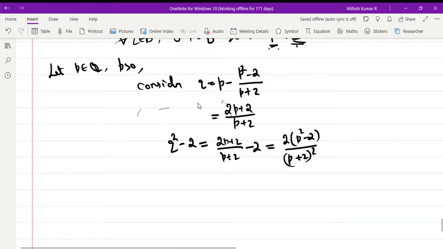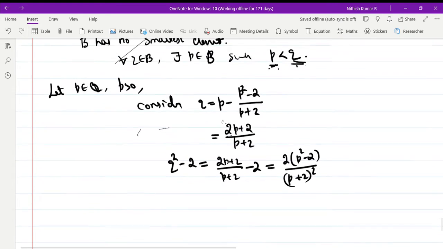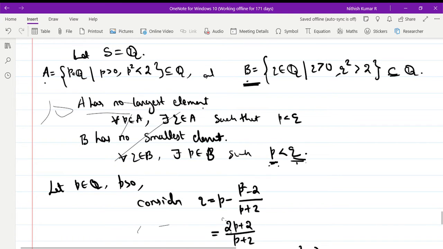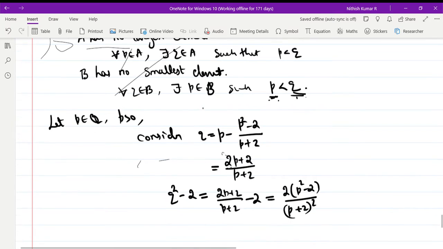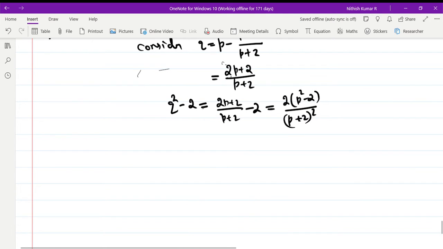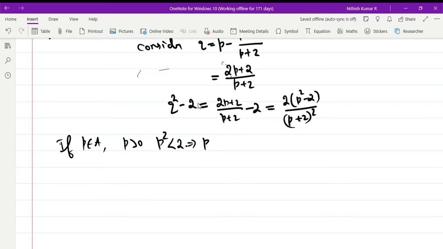Now, as we mentioned in the beginning, we shall prove that A has no largest element and B has no smallest element. Now to show A has no largest element, let p belong to A. Then from the definition of A we know that p is greater than 0 and p square is less than 2. This implies p square minus 2 is less than 0.